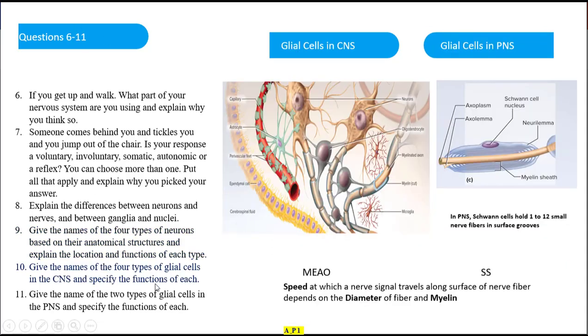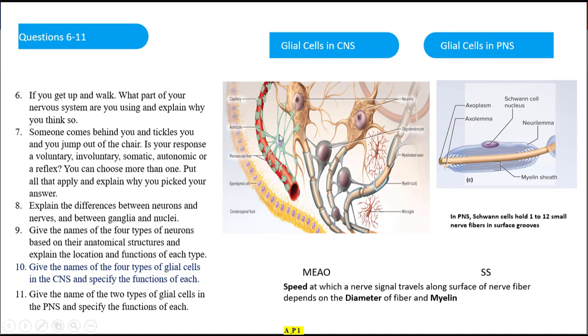What about the glial cell? Give the name of the 4 types of glial cell in the CNS and specify the function of each. Now let's talk about this. Glial cells in the CNS, the acronym is going to be MEOW. That's going to be what? Look at them. Microglia, their job is to clean up around the neuron. Ependymal cell, their job is to secrete the cerebrospinal fluid.